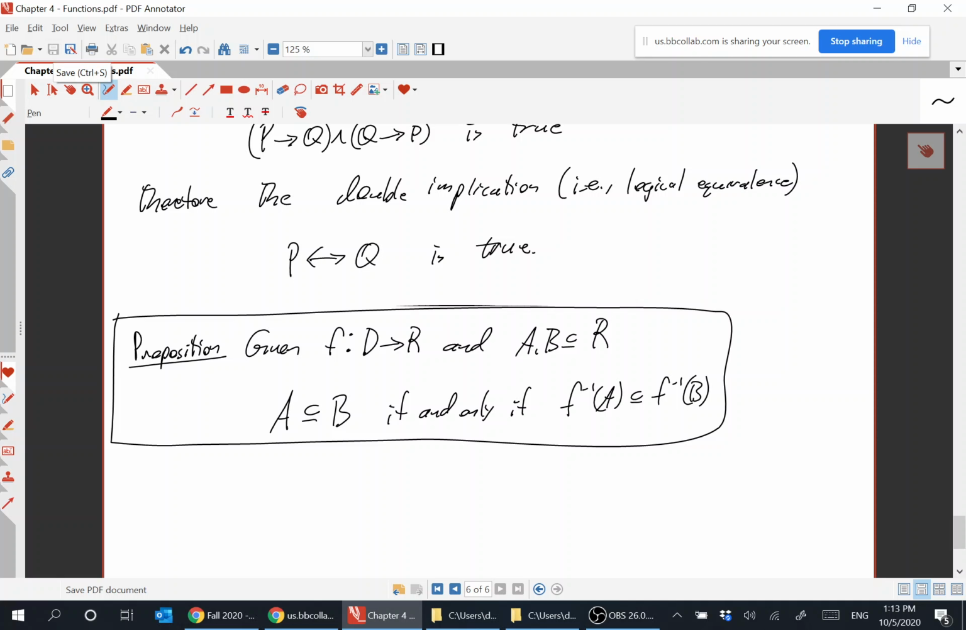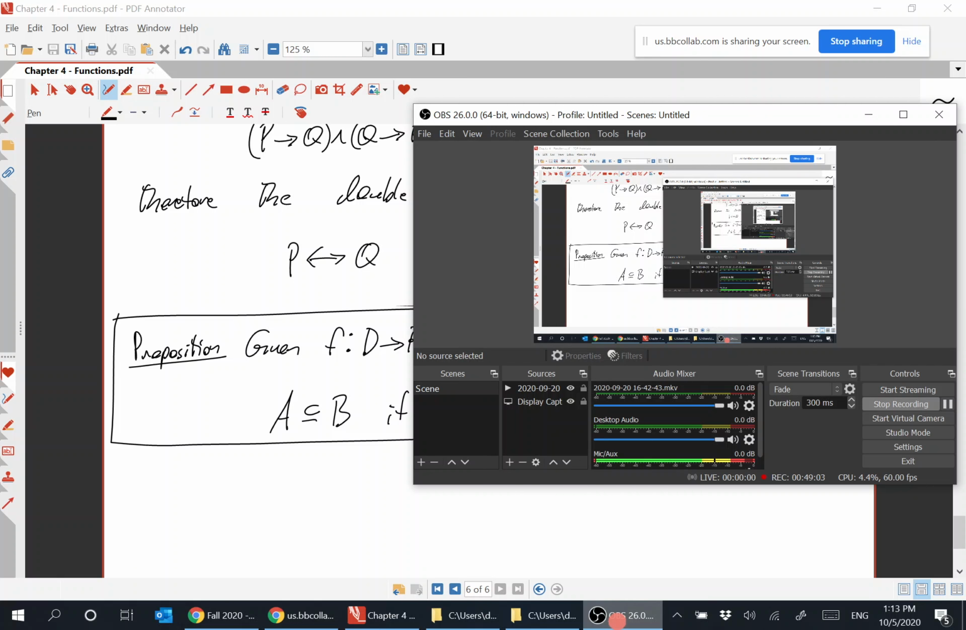Let's try another one, an if and only if type statement. Well, actually it's 1:13. Okay, so that's all we have time for.